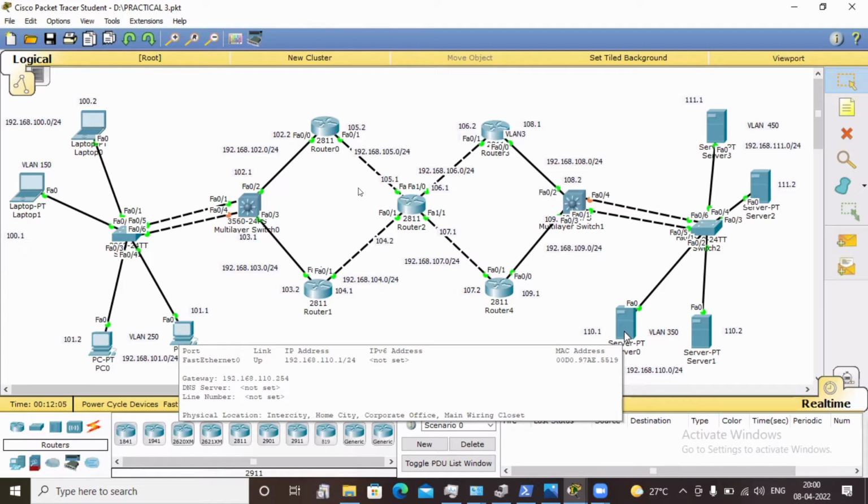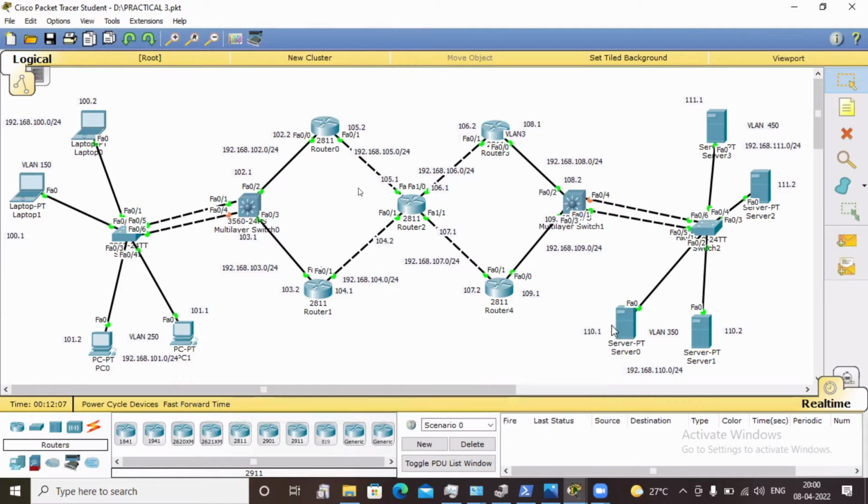The VLAN 150 clients, when they are communicating to your VLAN 350, I guess, right? Yes, sir. VLAN 350 servers, and VLAN 450 servers, their communication should not be allowed. This is the requirement. But if the server is pinging, at that time it should be allowed.